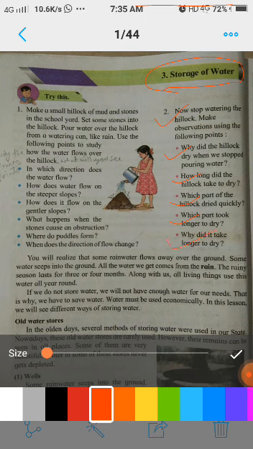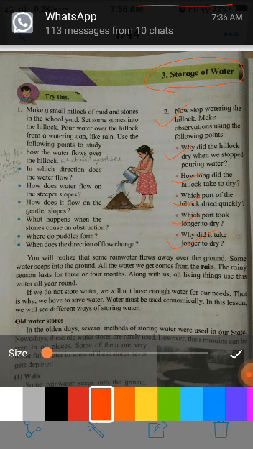Now, why did it take longer to dry? Because the water in the hillock took longer time to evaporate, and that's why the soil took longer time to dry.